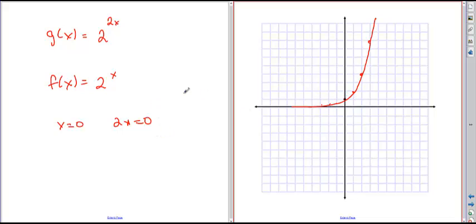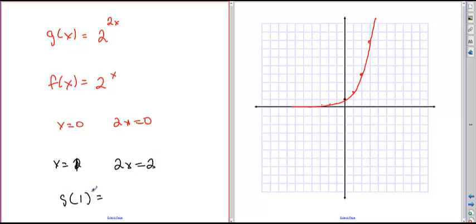So let's say we let x equal 1, then 2x is equal to 2, so g of 1 is going to be 2 squared, which is 4. So instead of going up to 2, we go up to 4. If we did x equals 2, we'd have 2 times 2, which is 4. 2 to the 4th power is 16, so this one here is already off the screen.